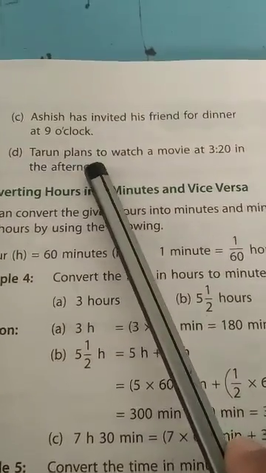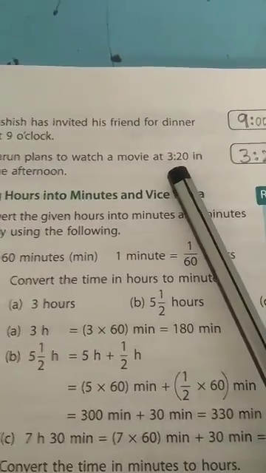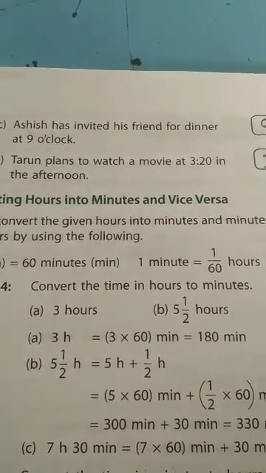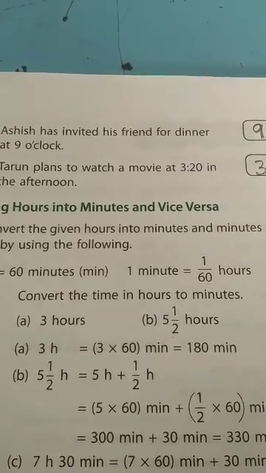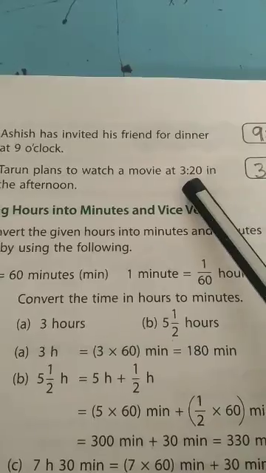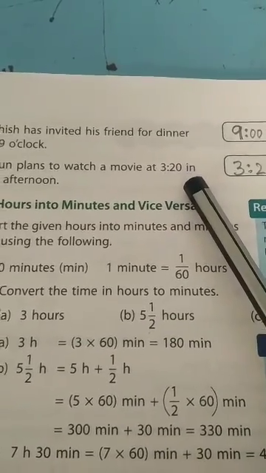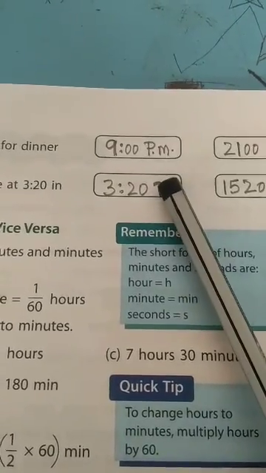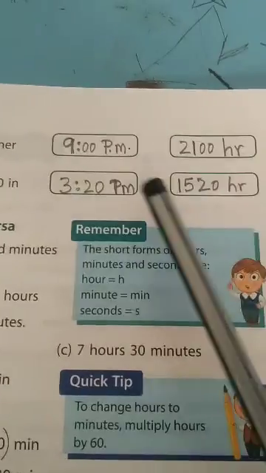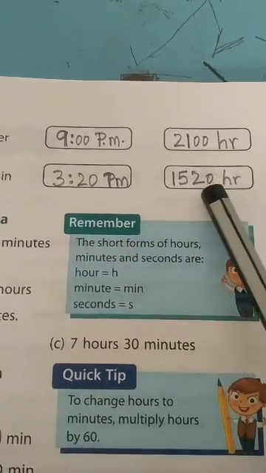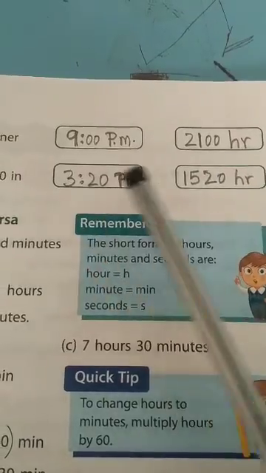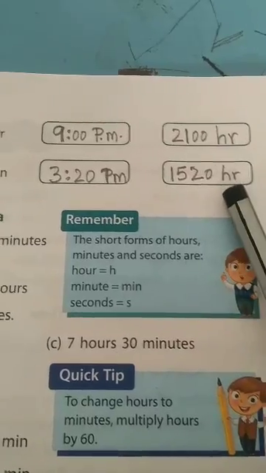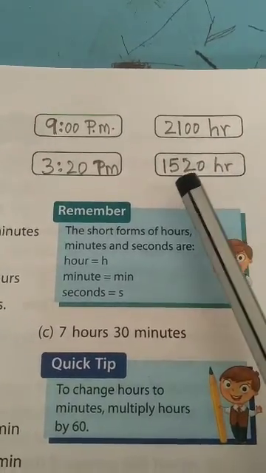Next, D question. Tarun plans to watch a movie at 3:20 in the afternoon. Afternoon means it is PM, isn't it? Afternoon means we write PM. So 3:20 in the afternoon means 3:20 PM. Whenever you see PM, you must add 12, I told you. So 3 plus 12 is 15. The minutes stay as they are, 20. So 15 hours 20 minutes. So 15-20 hours you should write. HR means hours. 15-20 hours.